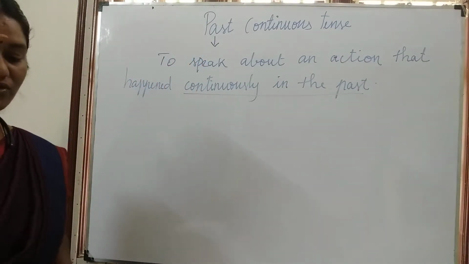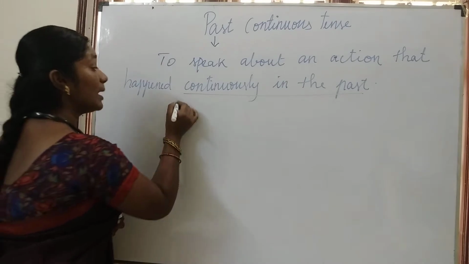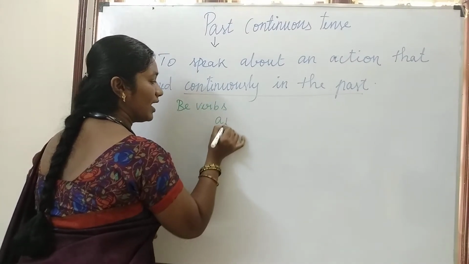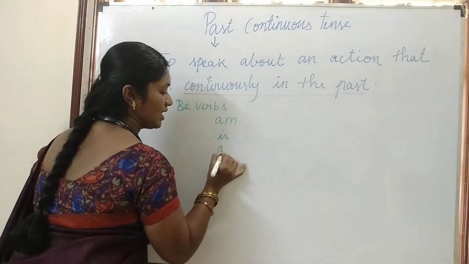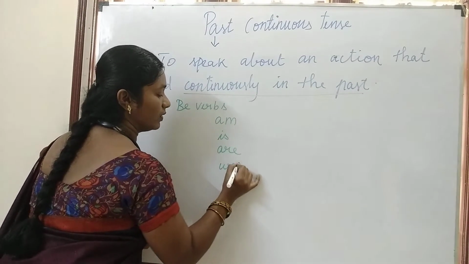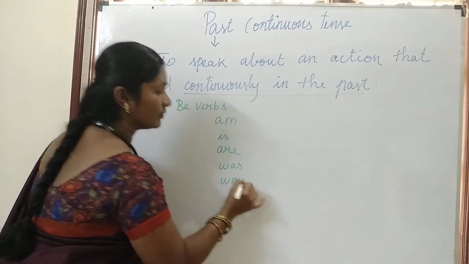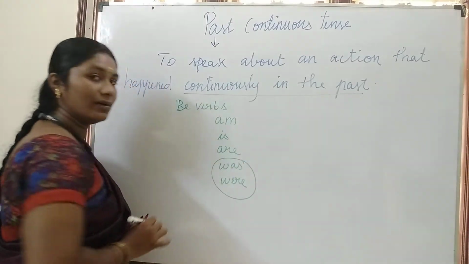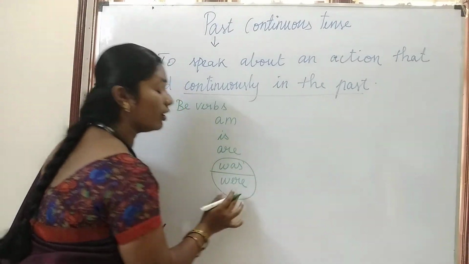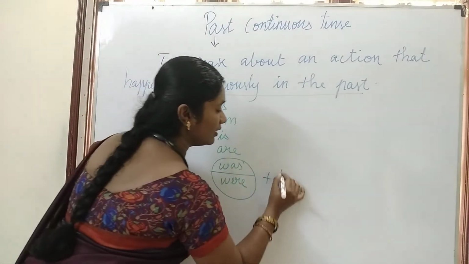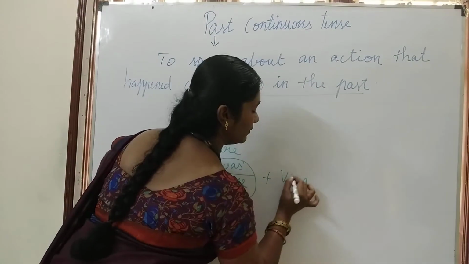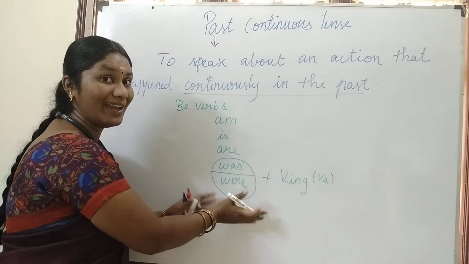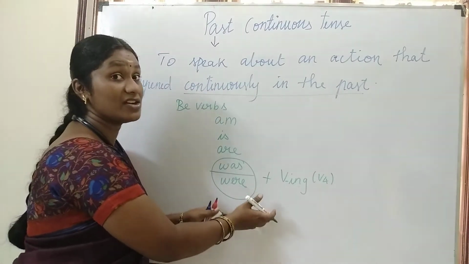So in past continuous tense, we are going to use be verbs. So we all know what the be verbs are: am, is, are, was and were. So it is past continuous. So we are going to use only the helping verbs was or were along with the V4 form of the verb. That means the verb with ing form. So this is the main thing, the important thing in past continuous tense.